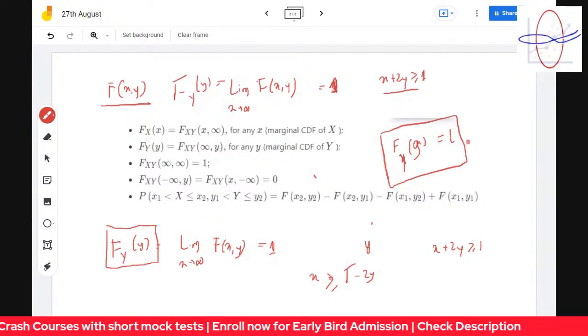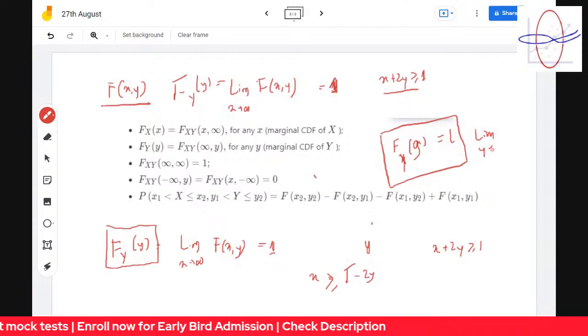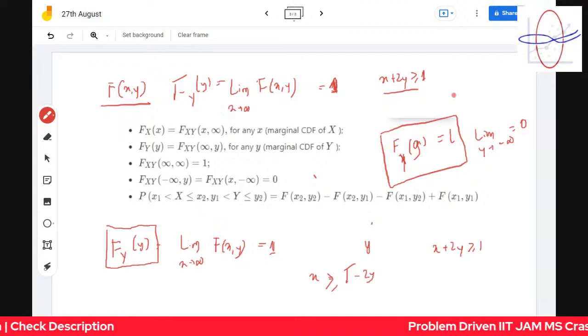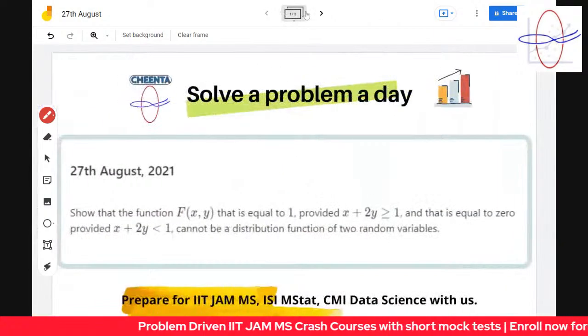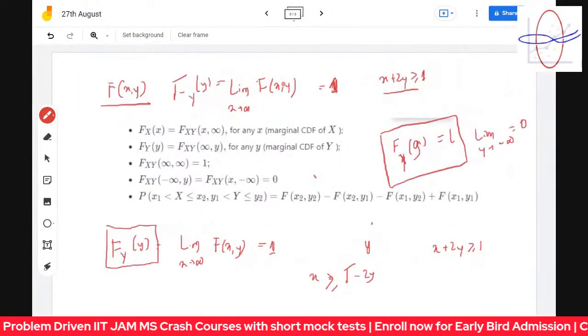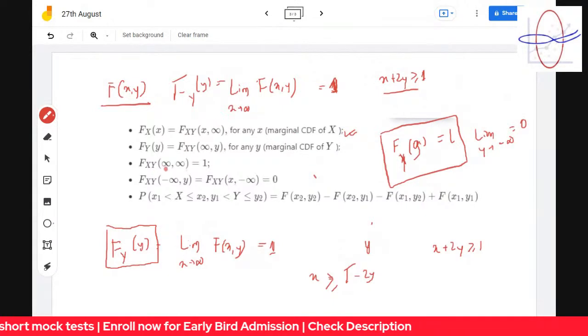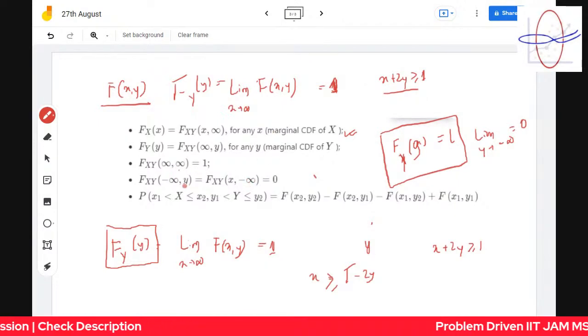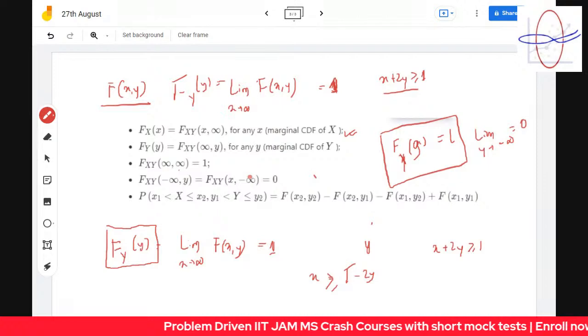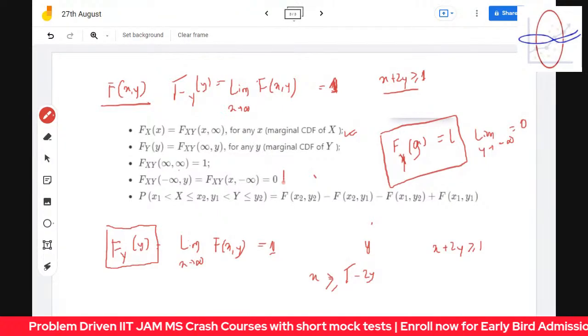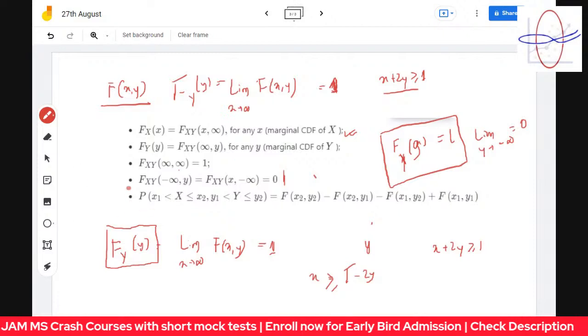And this is not a CDF, because the limit as y tends to minus infinity is not 0. So this is one way of proving that it's actually not a valid bivariate CDF. Similarly, you can do it for the marginal CDF of x also. If you take the limit as x and y tend to infinity, it's going to be 1, that's very true. If you take the limit as x tends to minus infinity with y, that will turn out to be 0 also. You can easily check that. That's the homework.